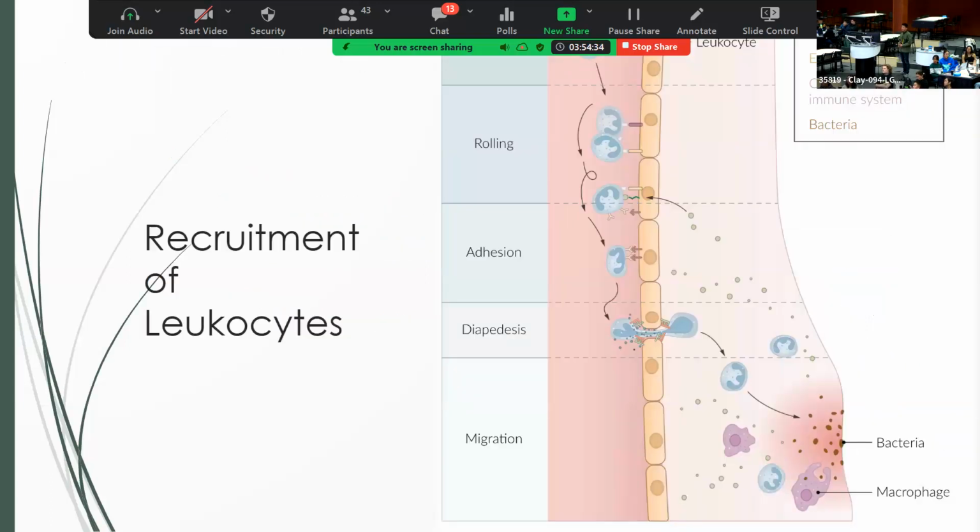Yeah, and in terms of how the leukocytes actually come is through this process. It's a Zoom thing on top, but can't get rid of that.